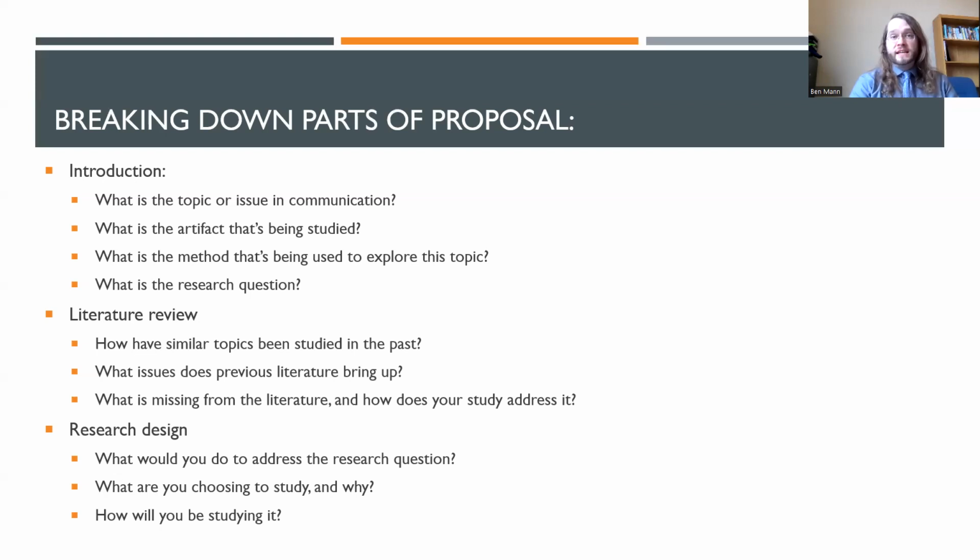And then the research design is the last part that I'm asking you to do. How would you address this research question? How would you go about studying this? What are you choosing to study and why, right? So this process is an opportunity for you to share and map out what it is that you would do.